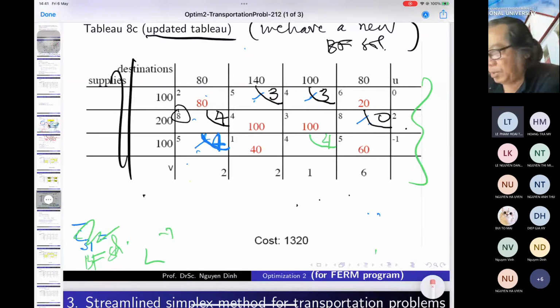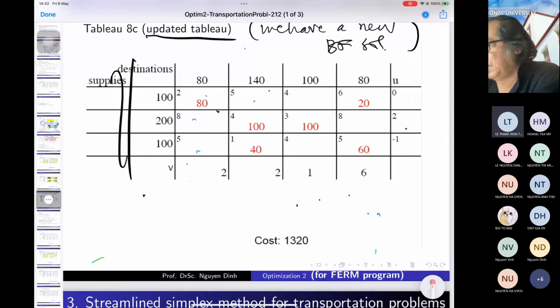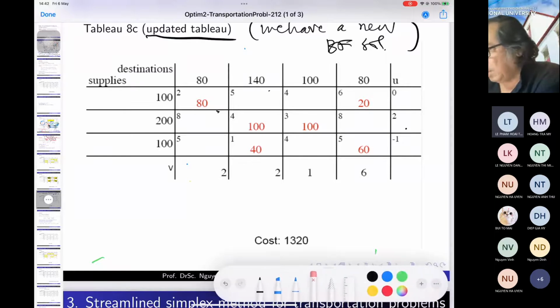Very easy. The cost is... we have this, the optimal solution. Is that okay? That is the optimal solution. So what is the cost? So easy.